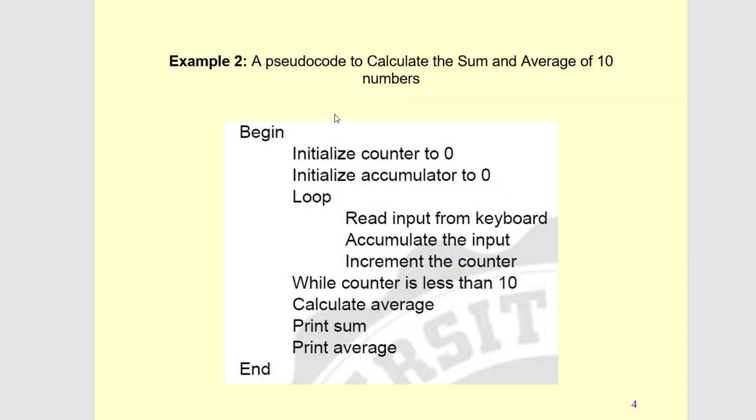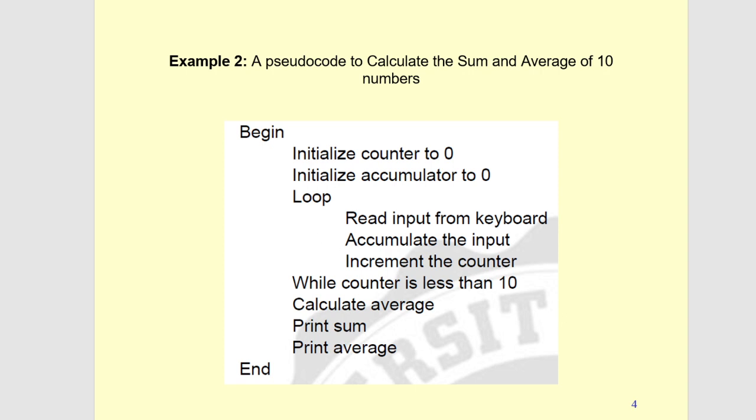And then example number 2, it's a pseudocode to calculate the sum and average of 10 numbers. So you are going to calculate the sum and the average of 10 numbers. So again, you are going to think of the algorithm on how you're going to do the program, and then you are going to put that inside your pseudocode step by step. As you can see, that is a step-by-step process.